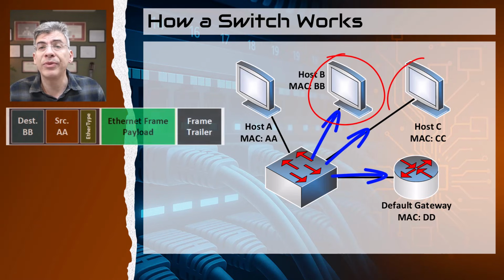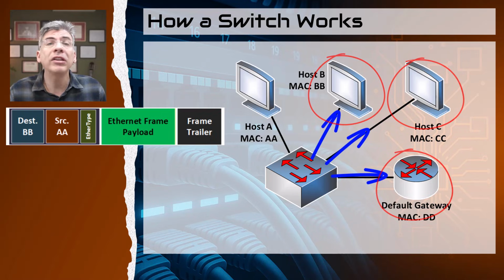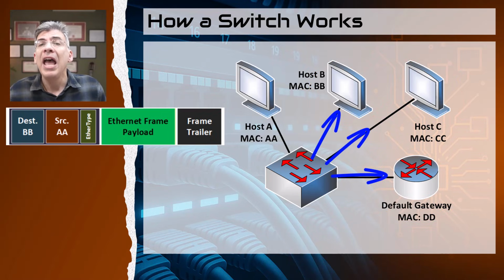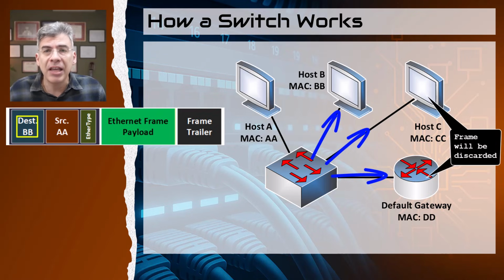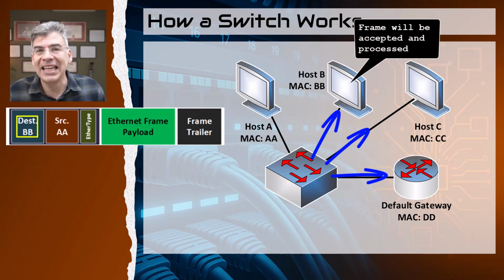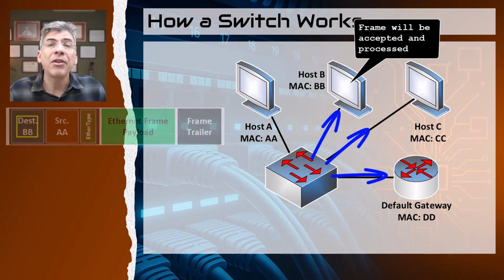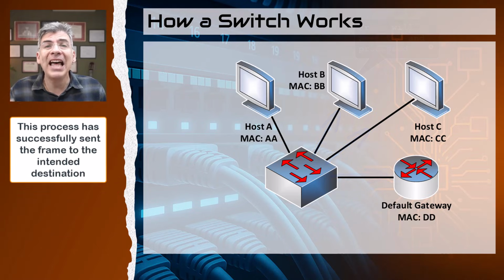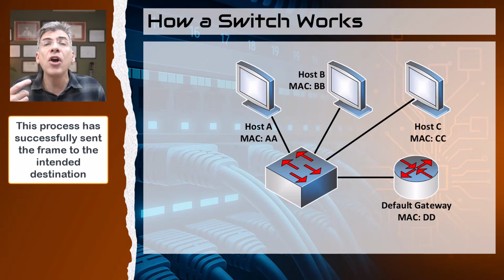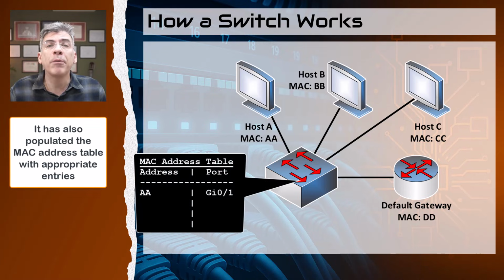All hosts will receive this frame. They all decapsulate it up to layer 2 and examine the destination MAC address, and if it's not for them, they simply discard it. If it is for them, and that's the case for host B, the frame is received, decapsulated further, and processed. Now, this whole process has allowed us to complete the sending of the frame, but it has also served the purpose of populating the MAC address table.